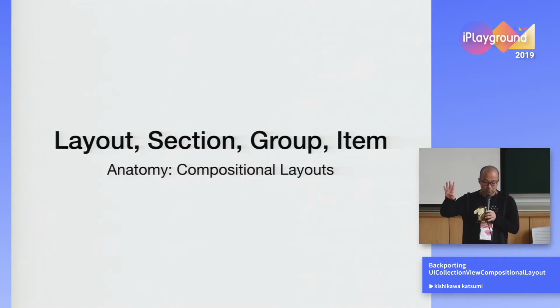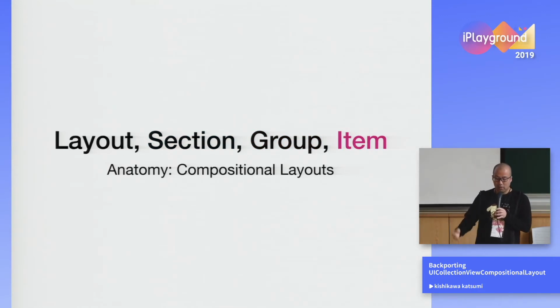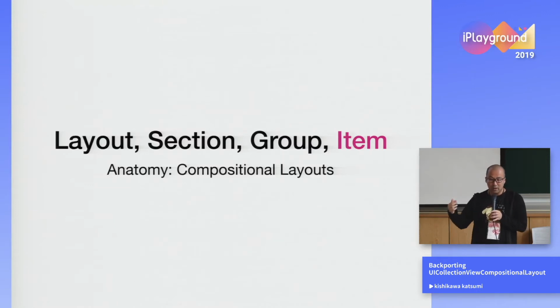There are four important parts in the compositional layout: layout, section, group, and item. Composing these four parts can produce any layout.